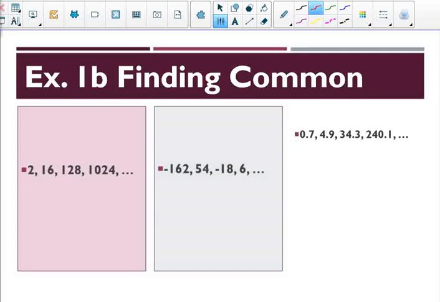So I have 2, 16, 128, and 1024. I take the first two terms, the second divided by the first. So 16 divided by 2 gives you 8. The next two, 128 divided by 16, also gives me 8. So the common ratio here is 8. Now you may do the next two yourself if you need extra practice.